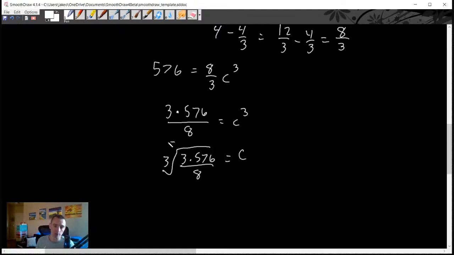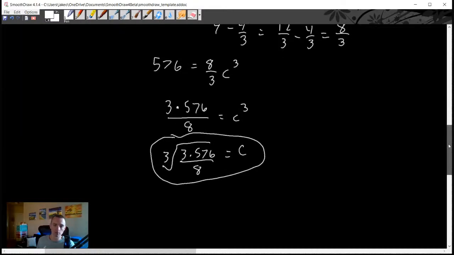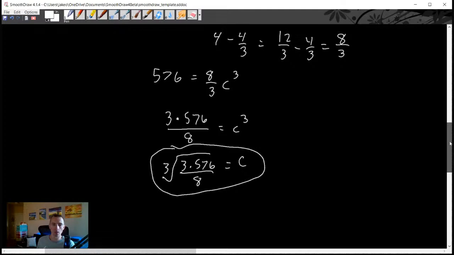All you really have to do at this point is just plug it into a calculator. If it were a test and you had to leave this in exact form, I'd probably just leave it where it is right there. But you could certainly just plug that into a calculator and get what that number c would be.